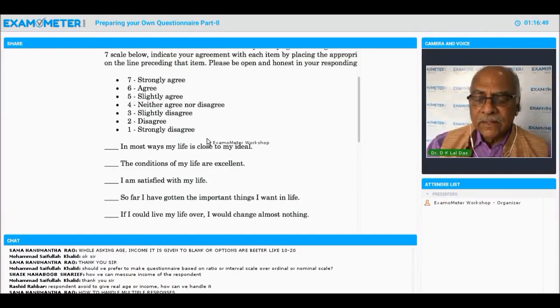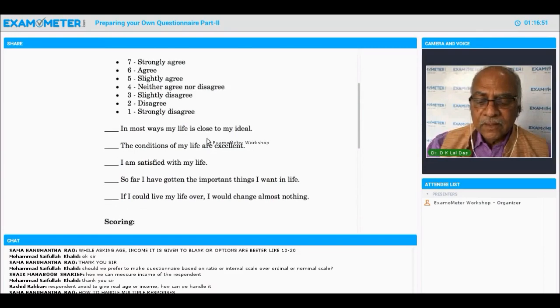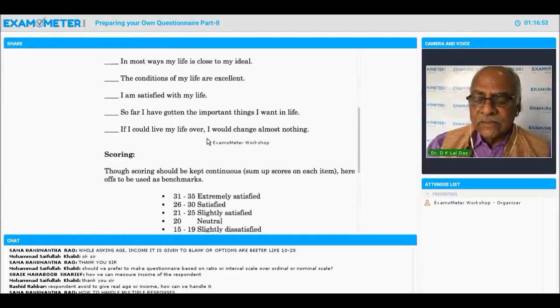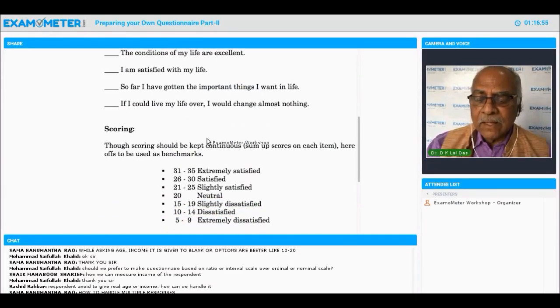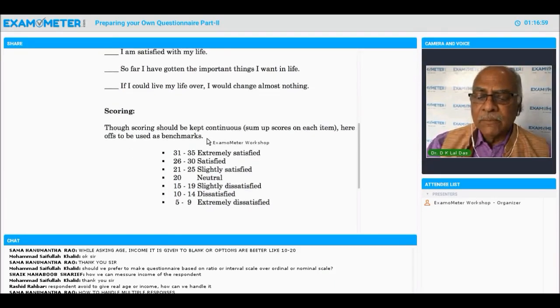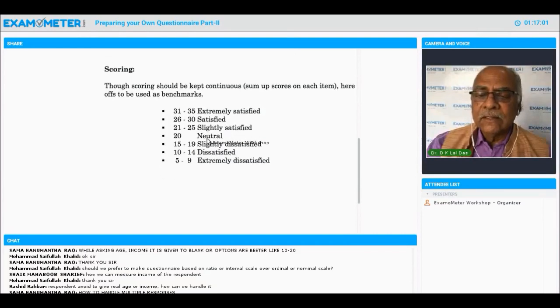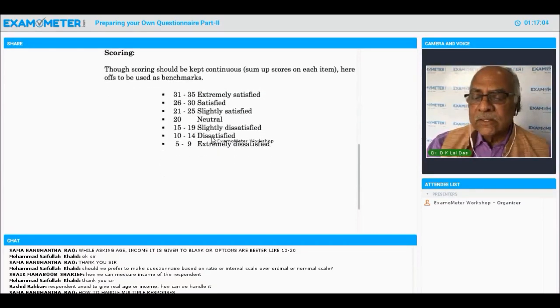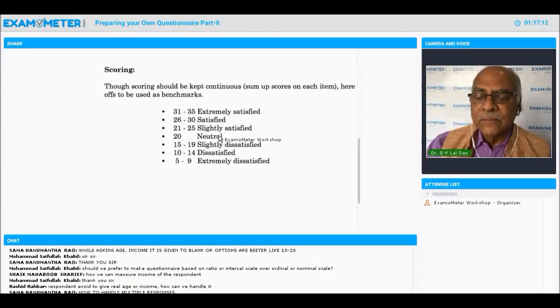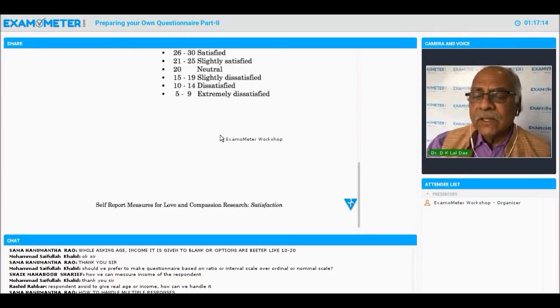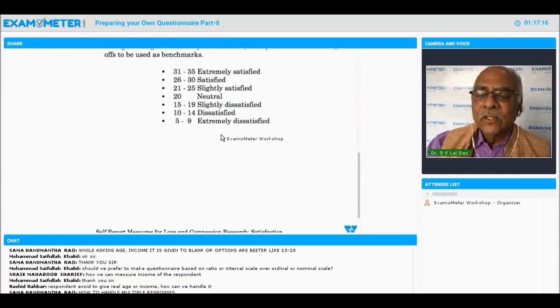Collect data on this 7-point scale, and then there is a manual scoring. You can just use this. It has scientifically established norms. We call it norms. Norms have been established by us. You collect the data, sum up the scores, and you can decide where your respondent is, from extremely satisfied to extremely dissatisfied.